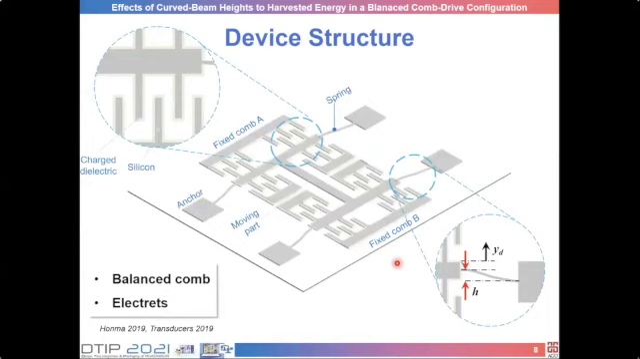This is a device structure which follows that developed by Professor Toshiyoshi's group. It has a balanced comb drive configuration. You can see two combs, fixed comb A and fixed comb B. This is to enhance power harvesting at low acceleration. The comb drives form electrets by having charged dielectric on the surface of the fingers. The main difference from the original device is the curved beams.